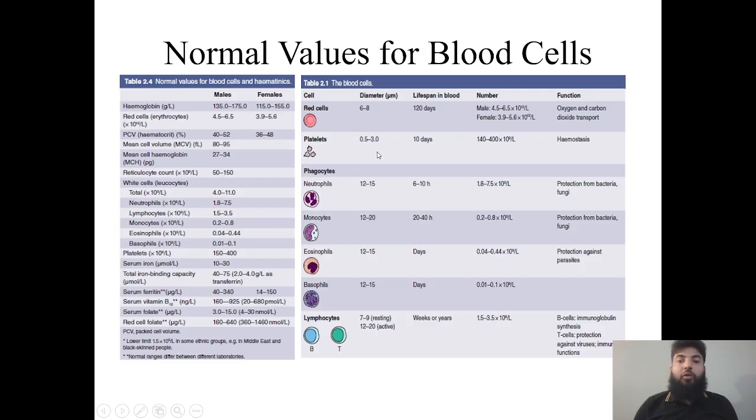Then in this slide I put a lot of values about cells, what is the lifespan of each cell we have in the peripheral blood, as well as their size. For example, RBC, which sizes from 6 to 8 micrometer in diameter, and their lifespan is 120 days, as well as their normal range within the blood. Then platelets, which is 0.5 to 3 micrometer in diameter, and lifespan is 10 days, and so on. The other inflammatory and defensive cells I have put over here to understand their function, their normal values, as well as their lifespan in the blood.